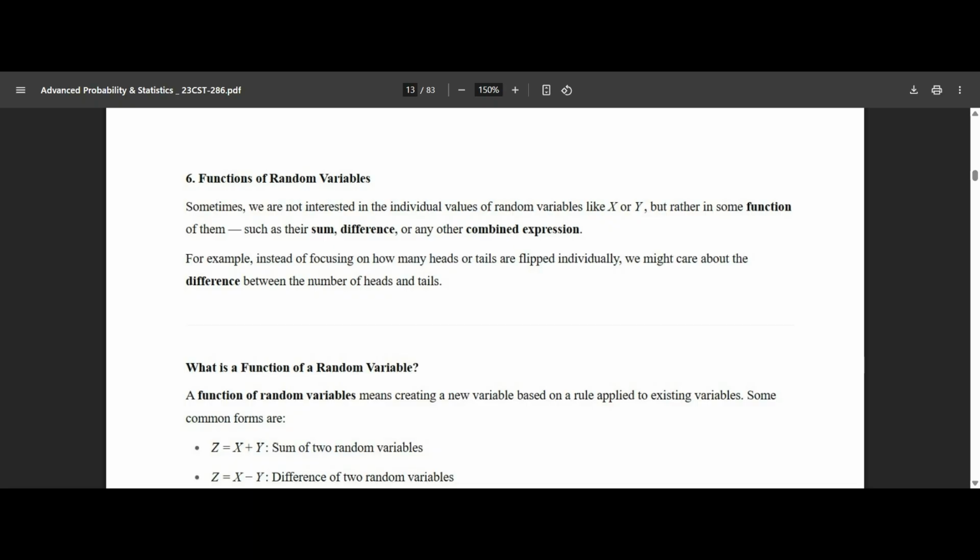What is a function of random variable? Sometimes we are not interested in the individual values of random variables, but in some function of them, such as the sum, difference, or any other combined expression. For example, instead of focusing on how many heads or tails are flipped, we might care about the difference between the number of heads and tails.